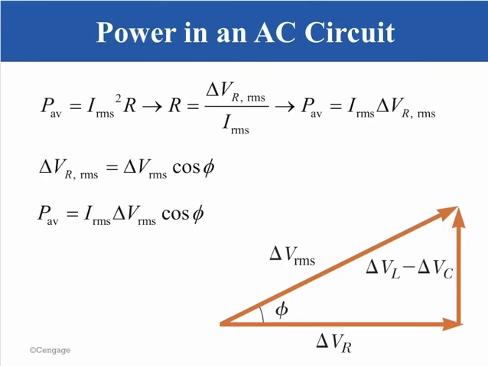We can use the voltage triangle here, where we see that the voltage drop across a resistor can be written in terms of the voltage of the source. That means this is the average power delivered by a generator in an AC circuit, where cos phi is called the power factor. The equation shows that the power delivered by an AC source to any circuit depends on the phase difference between the source voltage and the resulting current.